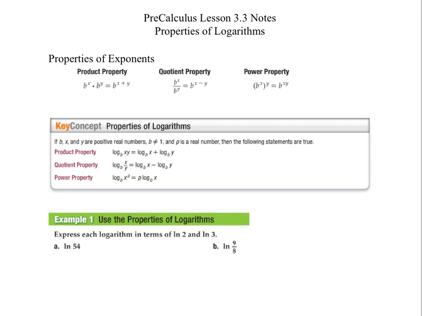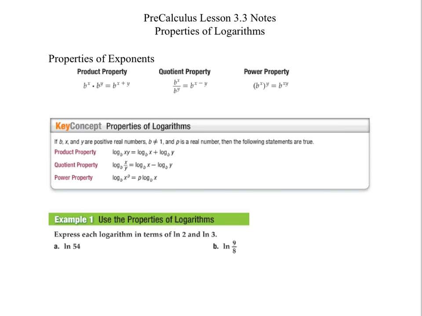Okay, in lesson 3.3, we're going to talk more about properties of logarithms. We had a few yesterday, or the day before, so you may want to go back and look at the 3.2 notes and refresh yourself on the properties from 3.2, because you will use those in this lesson as well.